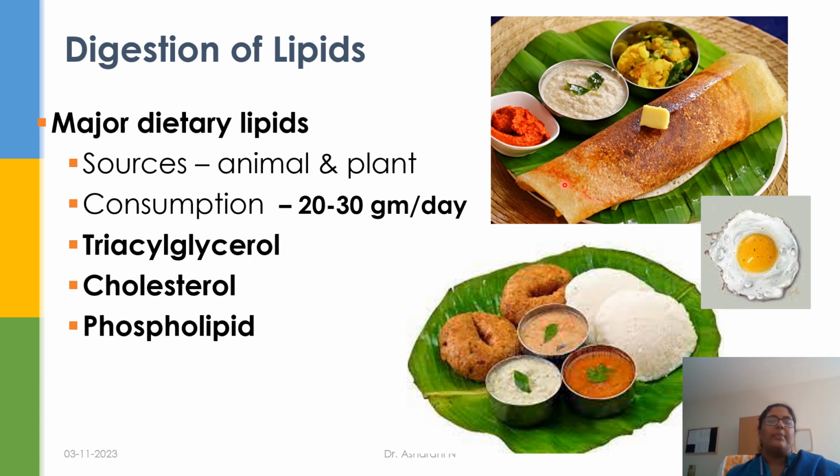The dietary lipids can have sources of animal or plant origin. On an average, a normal adult will consume 20 to 30 grams per day. The major dietary lipids we consume are triacylglycerol, cholesterol, and phospholipids. Apart from that, we consume other lipids also.